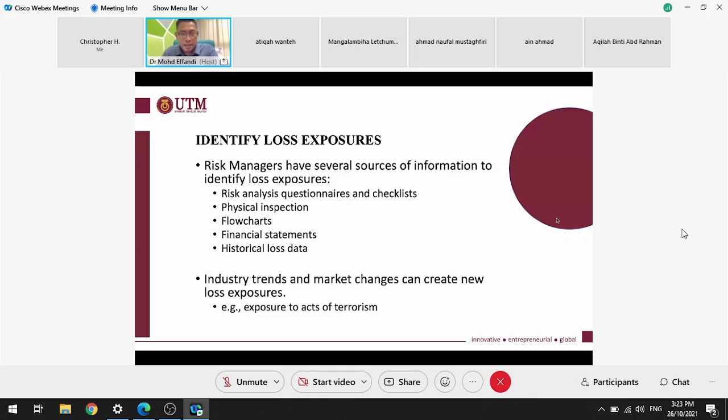And then industry trends and market changes can create new loss exposure. I think I explained this thoroughly already. Industry trend, the market trend right now. What is the trend right now? A lot of people are buying online, right?